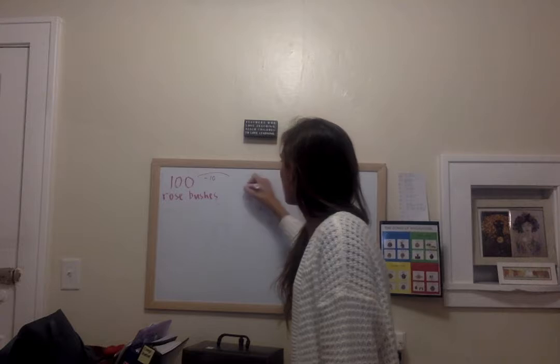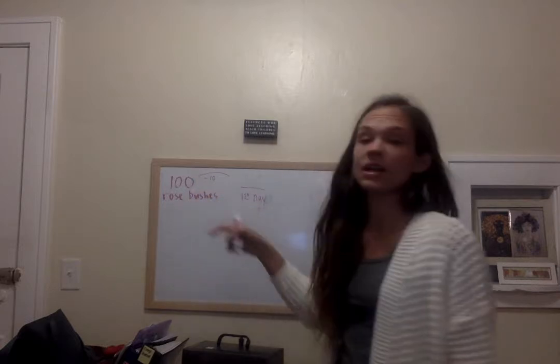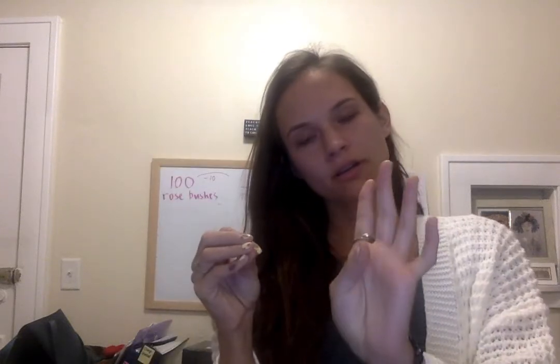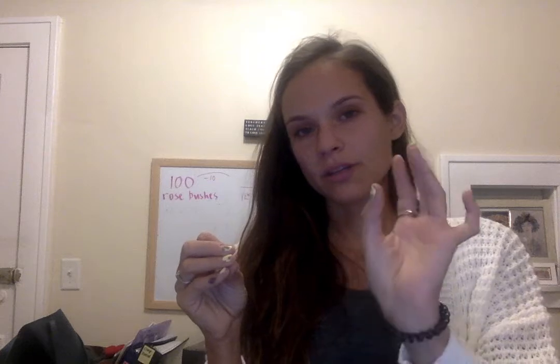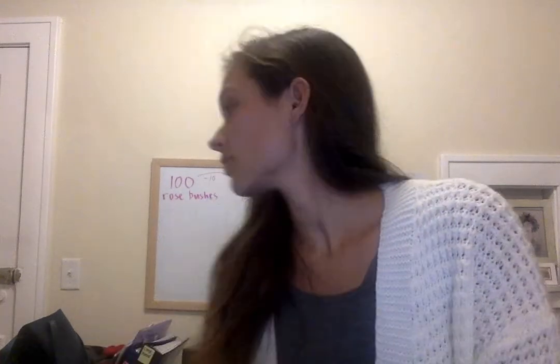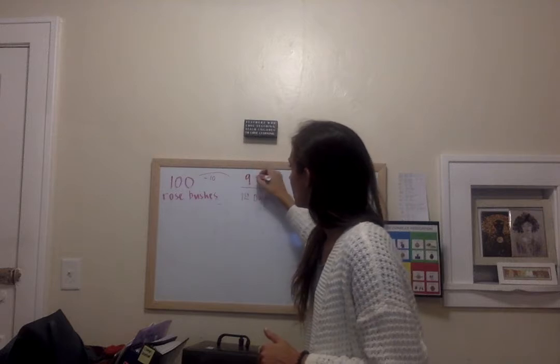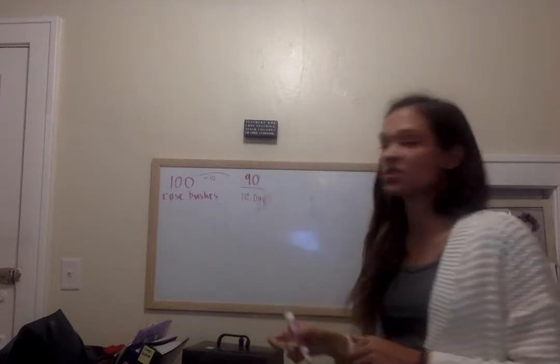So we could take 100 and we could subtract 10 by using our fingers. So I'm at 100, 99, 98, 97, 96, 95, 94, 93, 92, 91, 90. So after the first day, she would have 90. She would have 90 rose bushes.